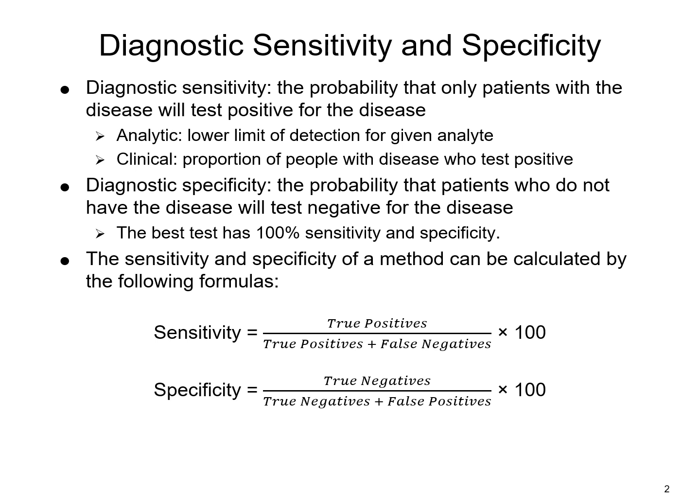And then we're also looking at the clinical aspect of it, so the proportion of the people with the disease who actually test positive. And when we're looking at the diagnostic specificity, this is the probability that a patient who does not have that particular disease will actually test negative. And so that means in order to have the best test out there, it needs to have 100% sensitivity. It needs to be able to detect the particular analyte we're looking for. And it needs to have 100% specificity, meaning if it tests positive, it means that that patient has the disease.